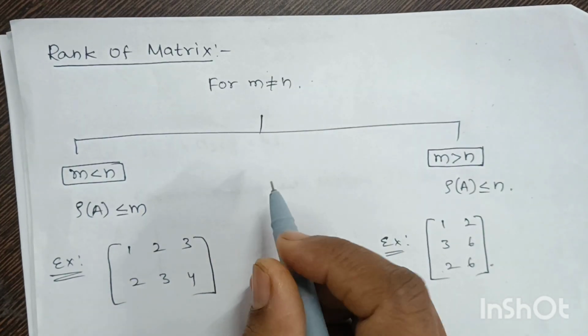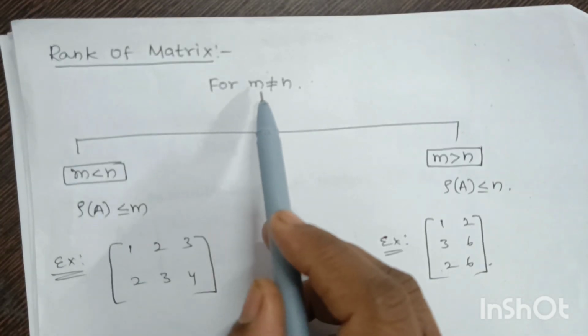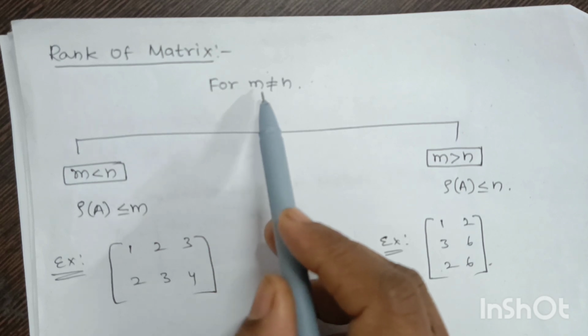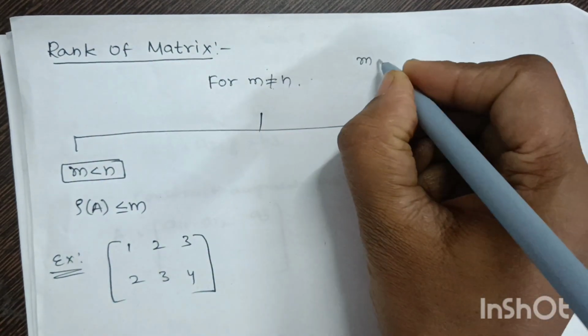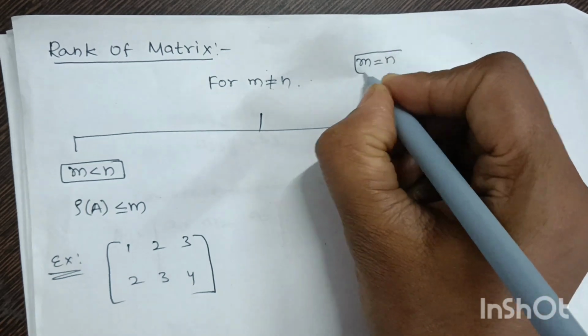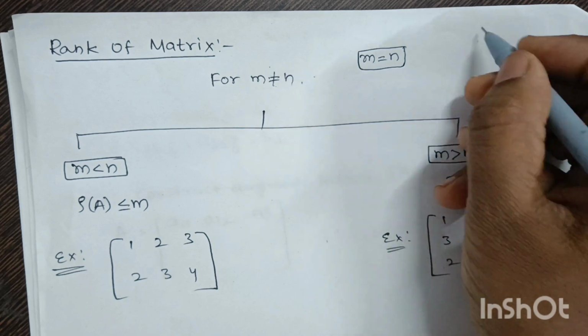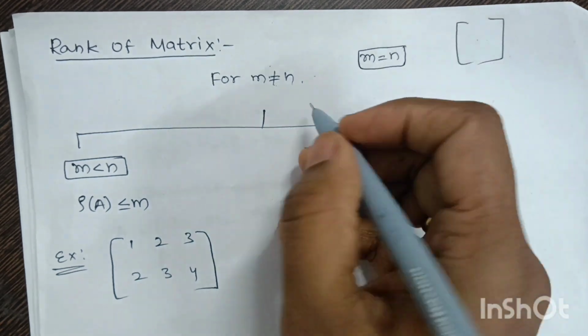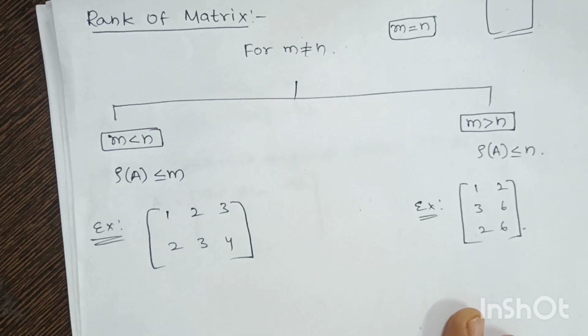Hello all. In this video I am going to explain the rank of a matrix for matrices for which m is not equal to n. Previously I explained rank of a matrix in the case of m equal to n, that is a square matrix. So square matrix rank is over. Next, rectangular matrices. Here we have two types.